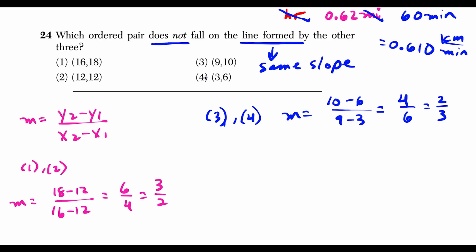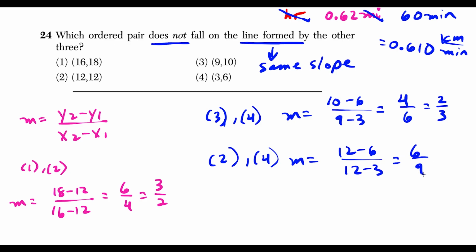So now maybe what we could do is we can mix and match. We'll do choice 2 and choice 4 together. And now m equals, I'll do this one first. So we have 12 minus 6 over 12 minus 3. And this is going to make 6 over 9, which we divide the top and bottom by 3. That's going to reduce to 2/3. So there's that slope of 2/3. So you see between 2, 3, and 4, they have the same slope. So 1 looks like the odd one out. So 1 is going to be the 1 point that's not on the line with the others.